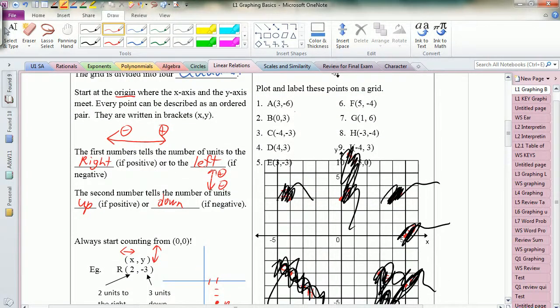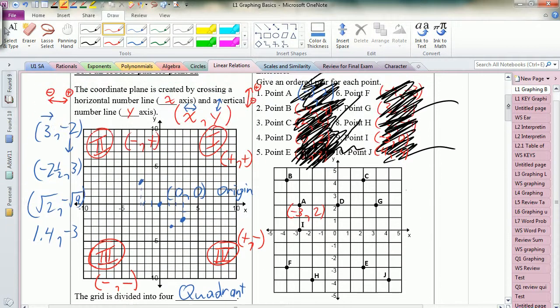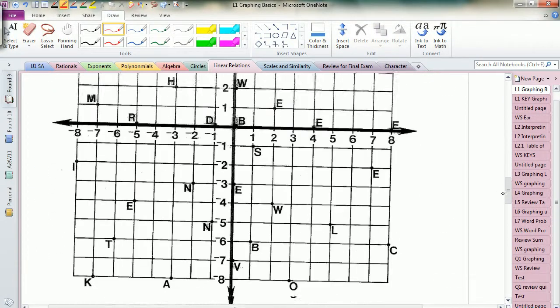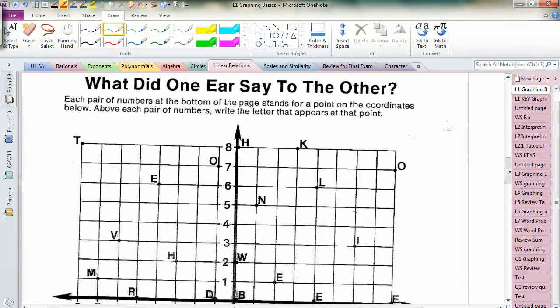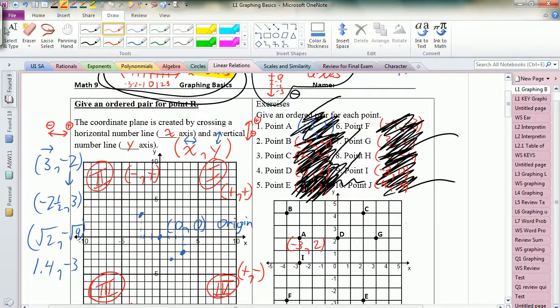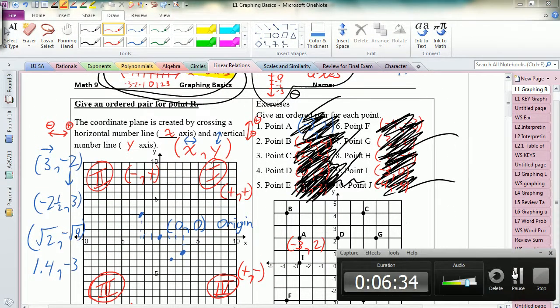You have to label it on your grid properly. Go ahead, complete that. I'm going to give you 10 minutes. I'll come back at 5 after and we'll go over the answers. If you've done the first page, turn it over to the back and answer the question, what did one ear say to the other? Go. 10 minutes. Actually a bit longer, but go for it.